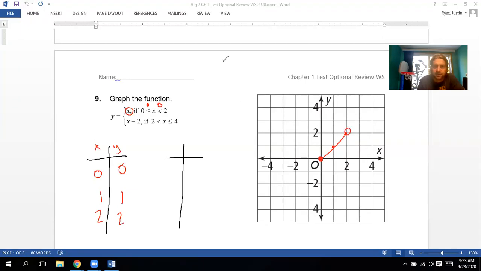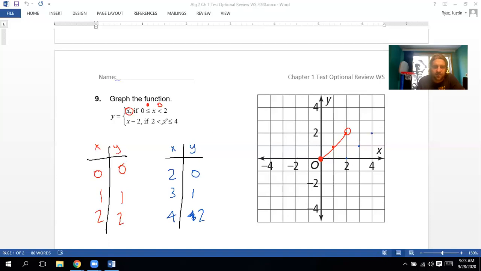Now we'll make another table here for our second part of the graph, x, y, and we're going to go from 2 to 4. So 2, 3, 4, and we're going to plug these numbers into here. So 2 minus 2 is 0, 3 minus 2 is 1, 4 minus 2 is 4, and we'll plot those points out. So 2 is at 0, 3 is at 1. Oh wait, I can't do math. 4 minus 2 is 2.